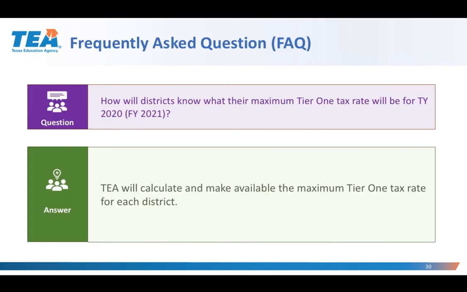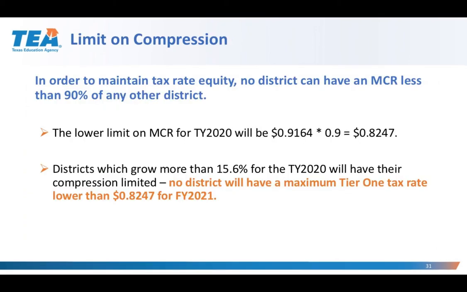So, frequently asked question, how will we know what our maximum Tier 1 tax rate will be for tax year 2020? TEA is going to calculate and make available the maximum Tier 1 tax rate for each district in July of 2020. There is a limit on compression in order to maintain tax rate equity. The limit provides that no district can have an MCR less than 90% of any other district. As we already know what the maximum MCR is for tax year 2020, 91.64 cents, multiply that by 0.9 yields a tax rate of 82.47 cents.